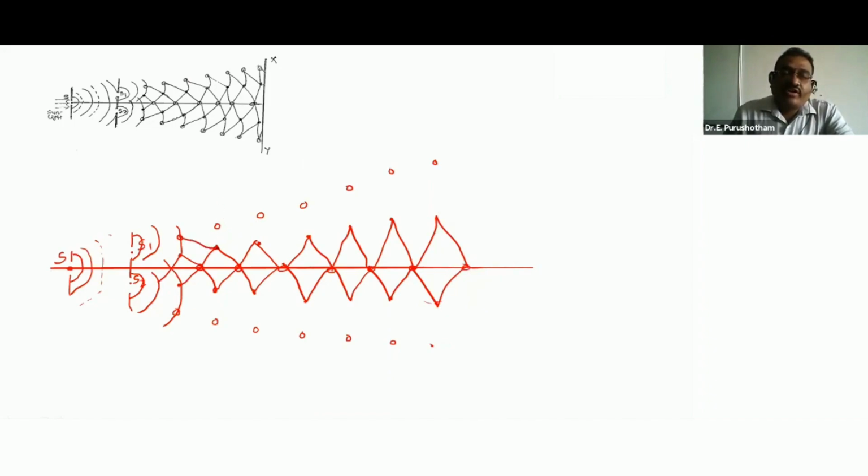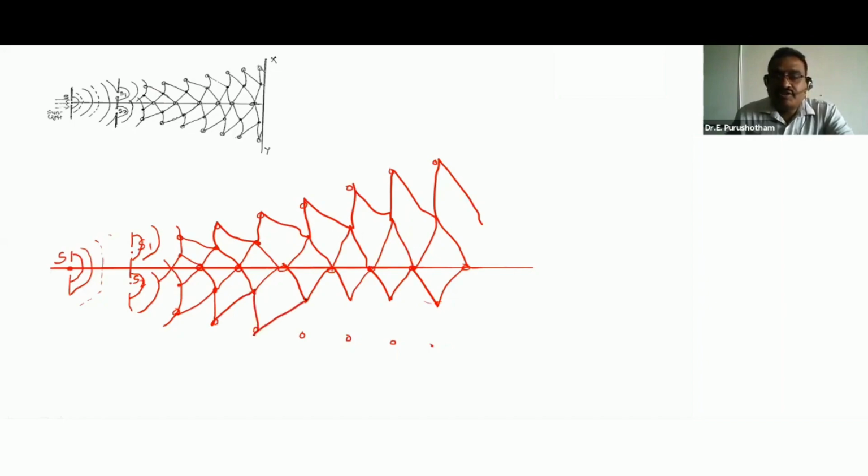Dot 0 and dot 0 and dot 0. Here also the same: dot 0, 0 dot, dot 0, 0 dot. So this is the interference.